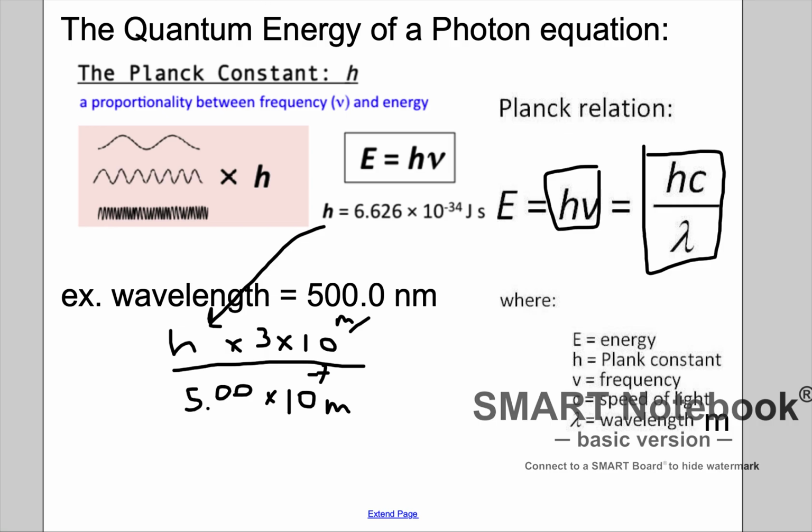It is too early in the morning for me. 10 to the 8 meters per second. All right, and then the unit over here is, I'll just put in parentheses, joules times seconds. So just looking at this, you can already see which units are going to cancel out: the seconds, the meters, and then you're left with joules. And joules is an amount of energy. So I'll plug this into my calculator here.